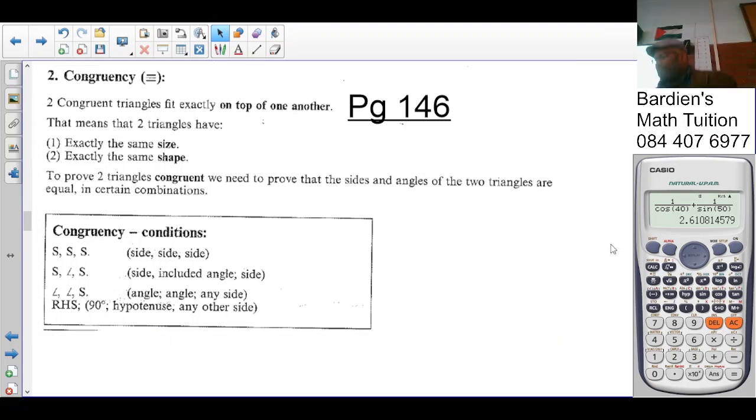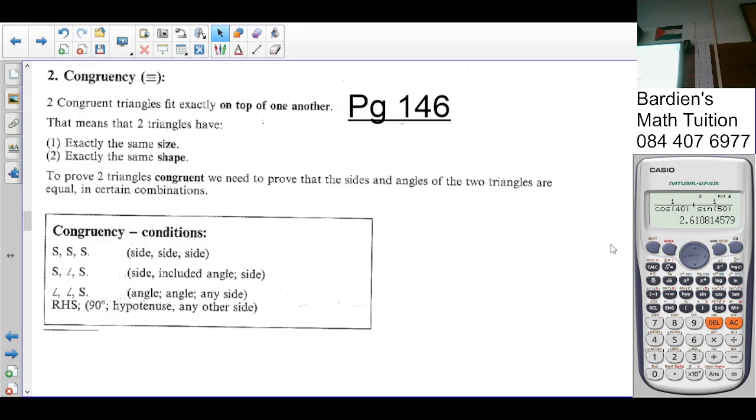Okay, so we are told that congruency, as I indicated, the mathematical notation for congruency is the three lines going across them. Congruent triangles fit exactly on top of one another, which means to say they are the same size and the same shape. Not so? So they can fit exactly onto one another. That means that the two triangles will have the same size and the same shape.